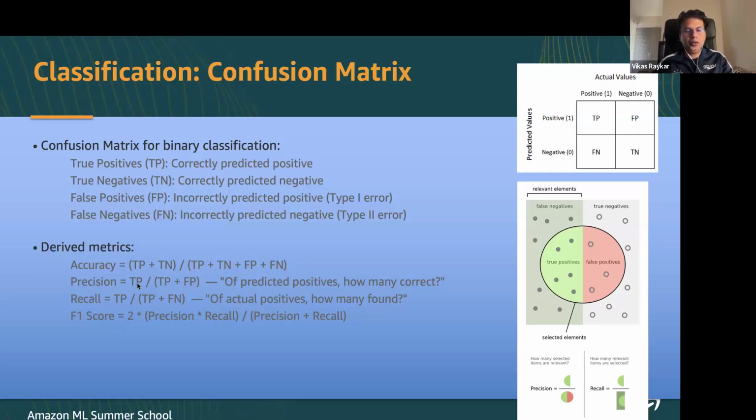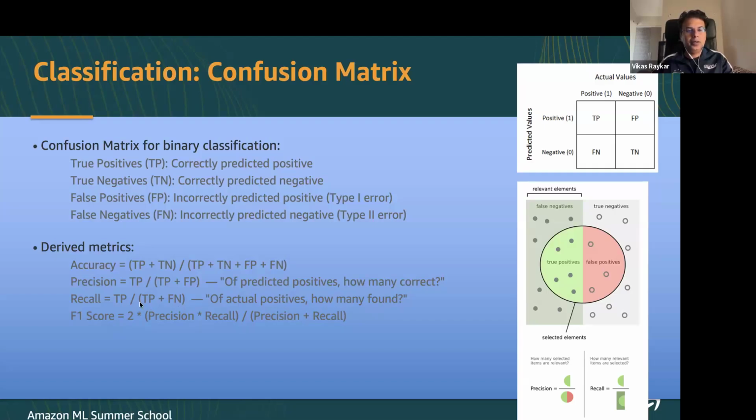Precision is true positives divided by true positives plus false positives. That is, of all the predicted positives, which is TP plus FP, how many are correct? So how precise you are. Recall is TP by TP plus FN, where of all the actual positives, how many were you able to correctly predict, right?